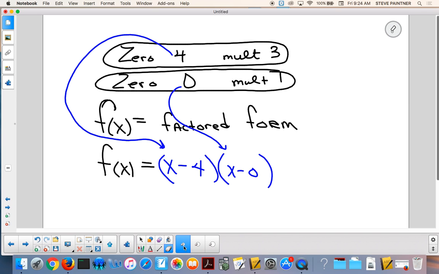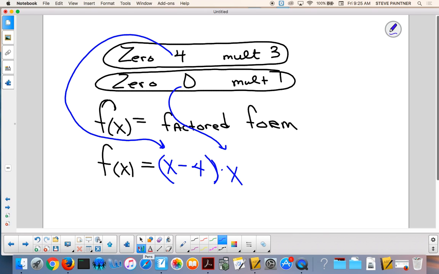Could I just go plain simple x? Yes. When is x going to be 0? When I let x be 0. So really, you didn't even need the parentheses. You could have just said what? Simply x. There. That function is good. But there's a problem.